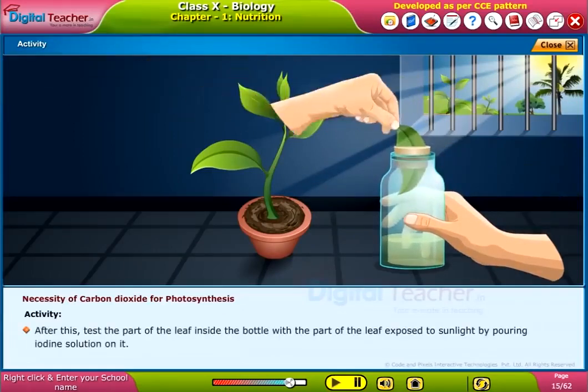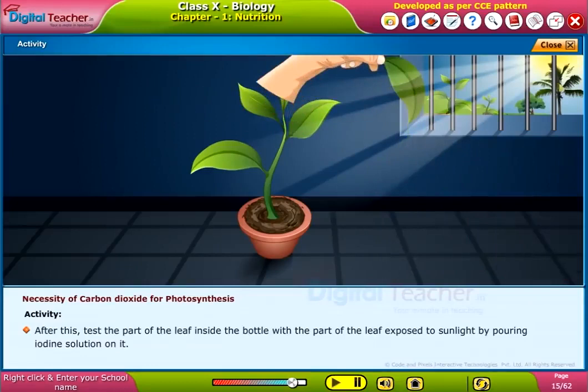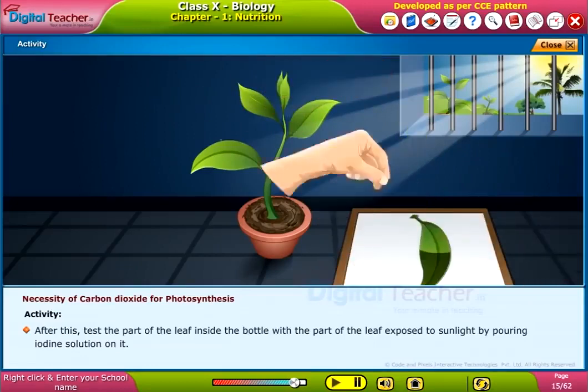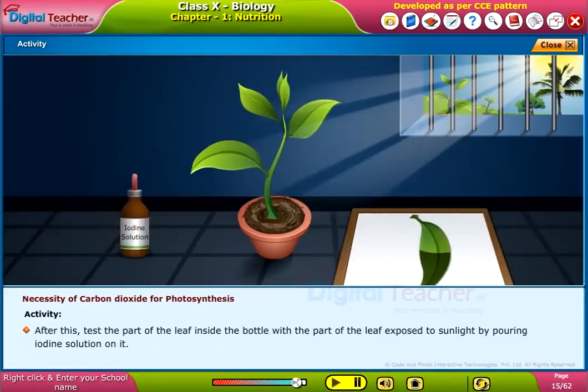After this, test the part of the leaf inside the bottle and the part of the leaf exposed to sunlight by pouring iodine solution on it. Observe the changes in the leaf.